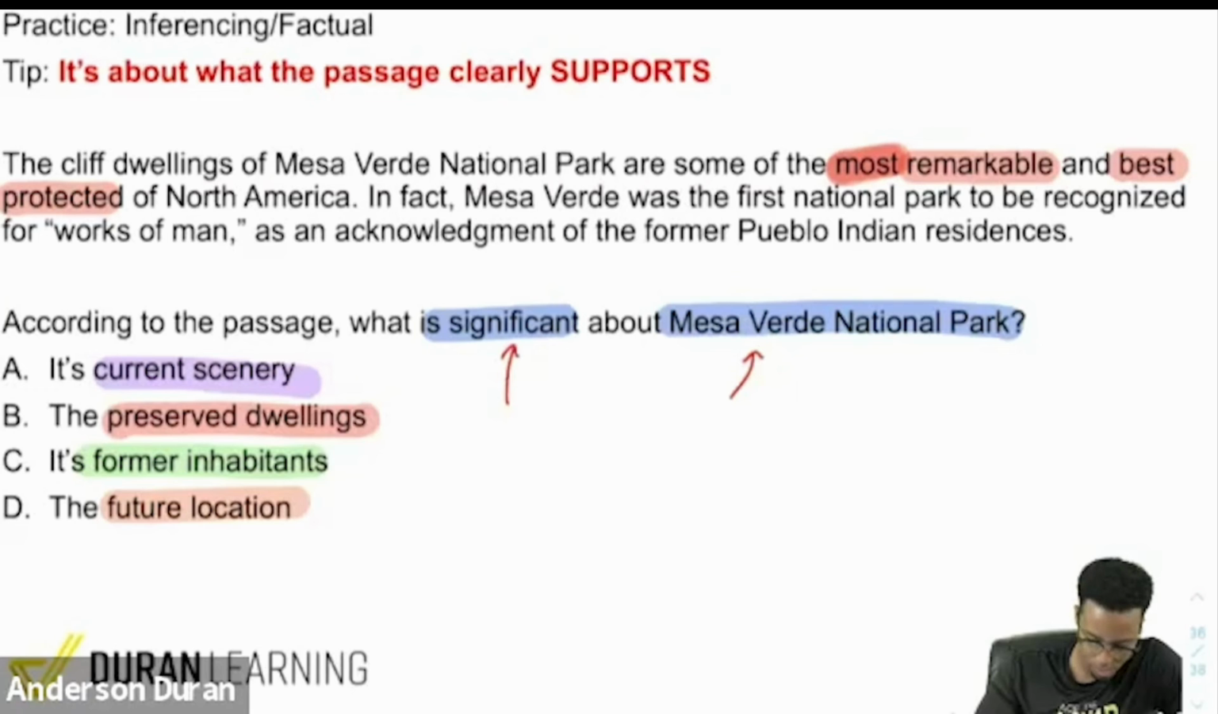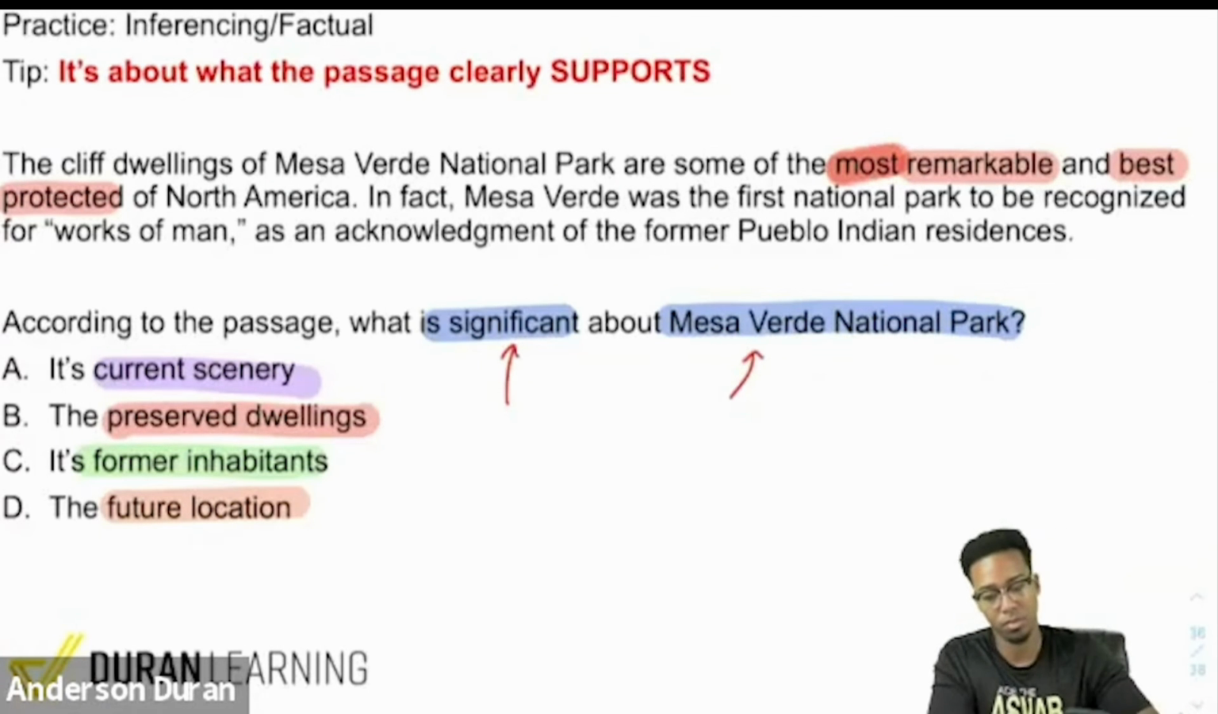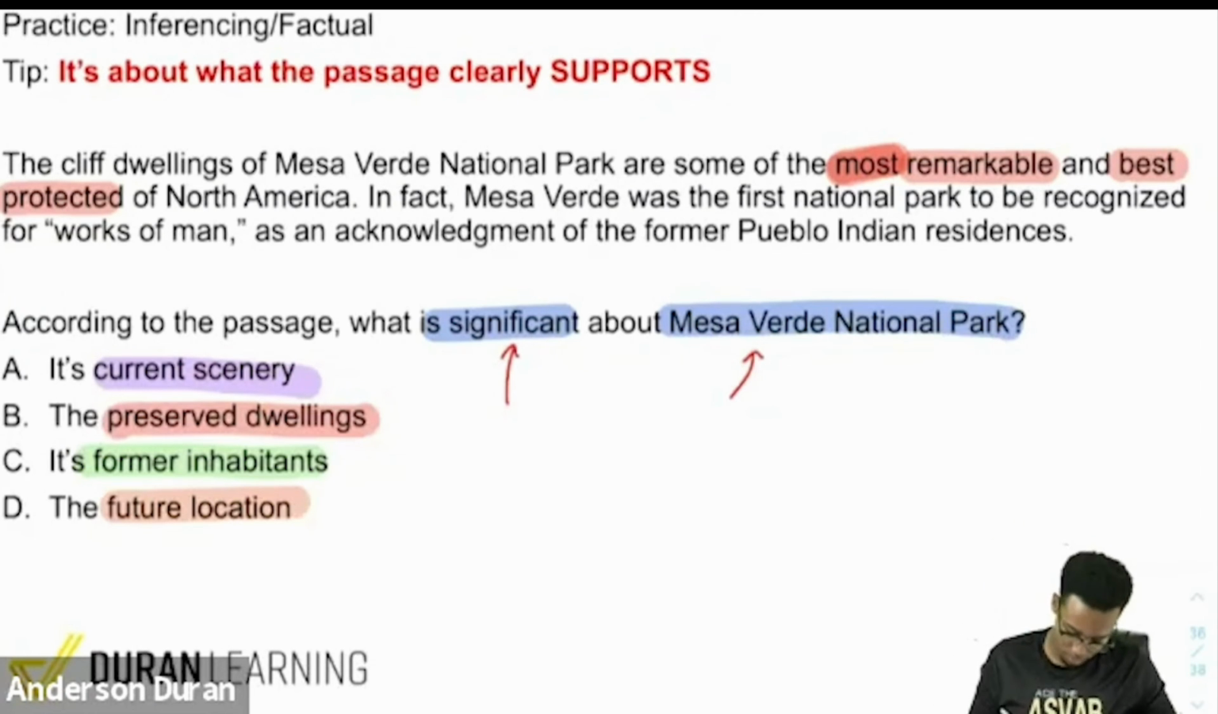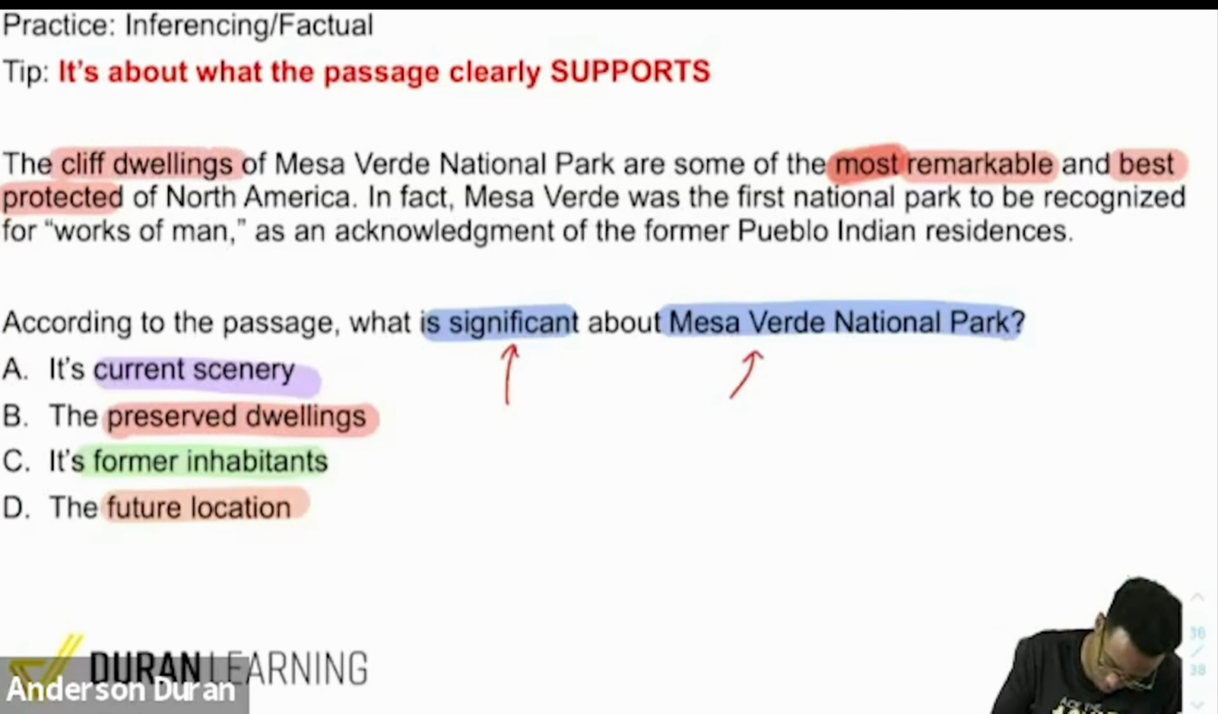What exactly in this sentence is the most remarkable and best protected? Can anyone identify that? What are they talking about that is most remarkable and best protected from this sentence? Cliff dwellings. Do we see any answers like that here? Yep. I see B, preserved dwellings. Right there. So that is the answer, but if you picked something else, let's explain why those are wrong.